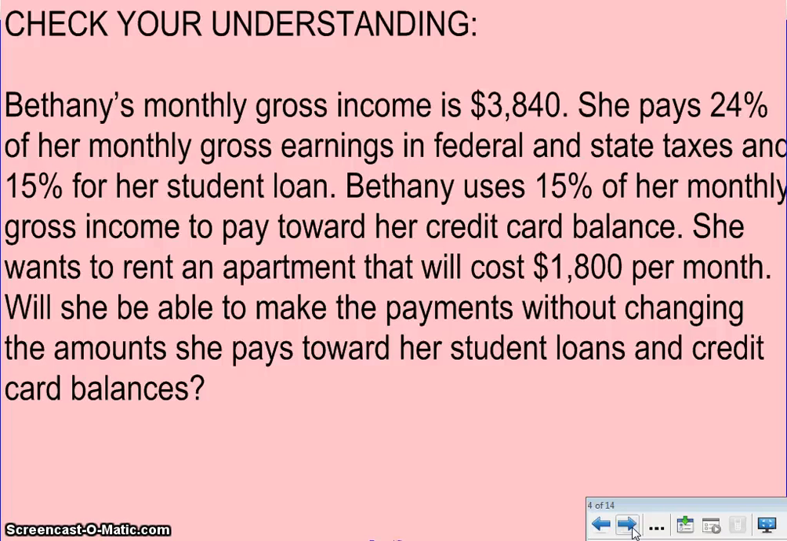Okay, it says Bethany's monthly gross income is $3,840. So where the previous problem gave us the annual income and we had to divide it by 12 to get it to monthly, we don't have to do that here because it already gave us Bethany's income as monthly. She pays 24% in federal and state taxes, 15% for a student loan, and 15% towards a credit card. She wants an apartment that will cost $1,800. Will she be able to make the payments without changing any of what she's paying now? Well, I need to find out 24%, 15%, and 15% of that $3,840.